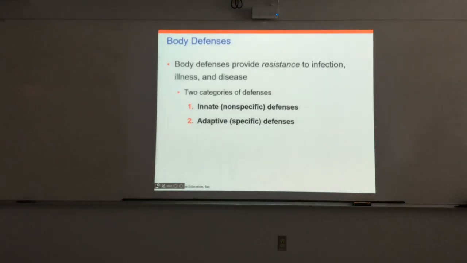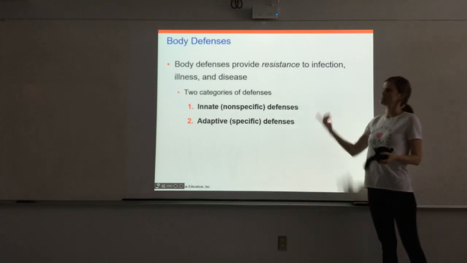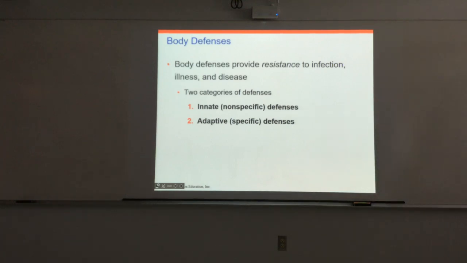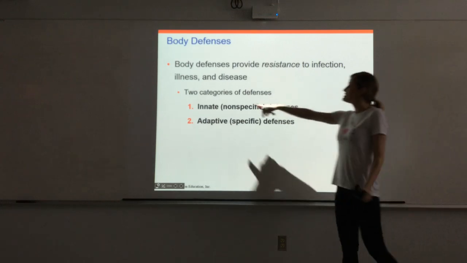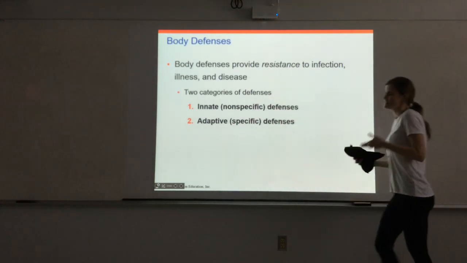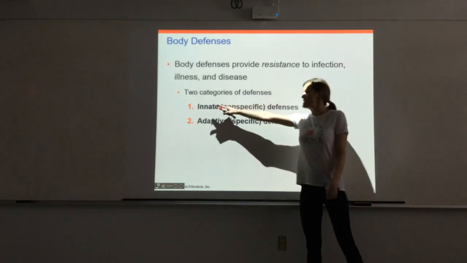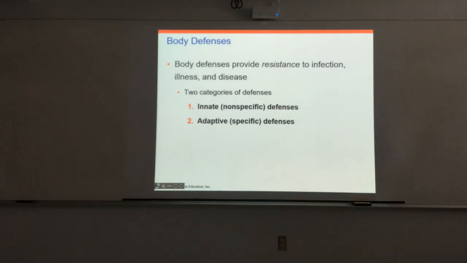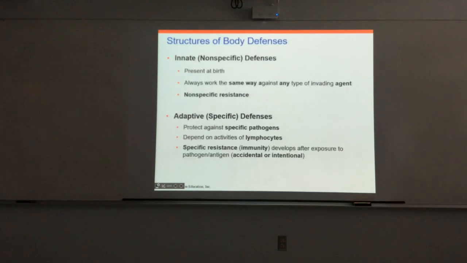So when we talk about the body, we talk about all of the different body defenses that we have to help us resist infection, right? To help us resist illness as much as we possibly can. When we talk about all of these body defenses, we can break them up into two general categories or two kind of broad categories of defenses. Innate defenses and adaptive defenses. And we'll see that our innate defenses are non-specific and our adaptive defenses are specific defenses.